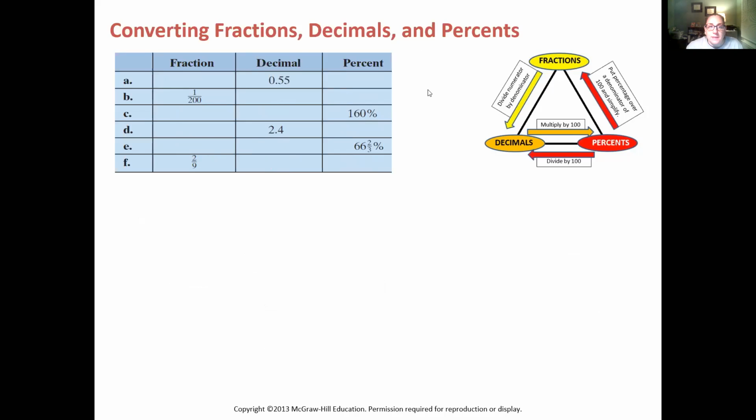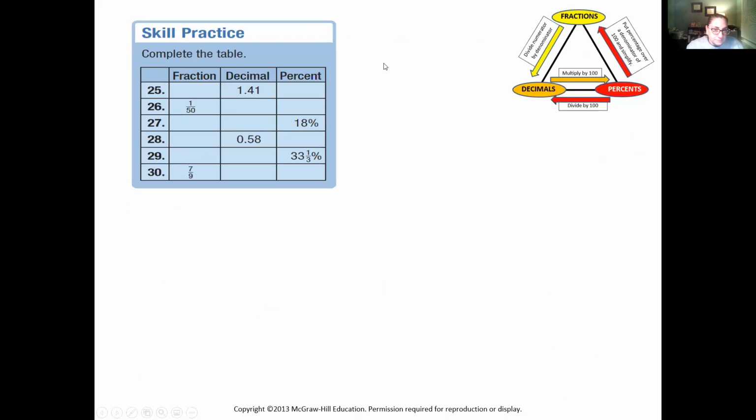All right, another example for you. All right, so fraction for 25. They're giving us 1.41, so percent would be 141% because I'm going 2 to the right. And a fraction would be 1 and 41 100ths. 1 over 50.